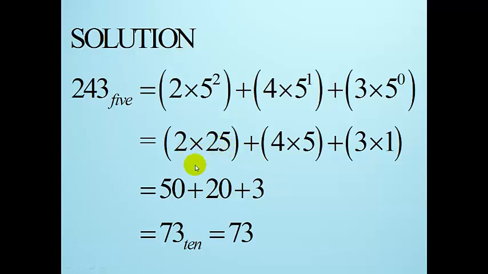Now 2 times 25 equals 50. Plus 4 times 5 equals 20. Plus 3 times 1 equals 3. 50 plus 20 equals 70, and 70 plus 3 equals 73. So this is equal to 73 base 10, and it's also written as 73. This means that 243 base 5 is equal to 73 base 10.